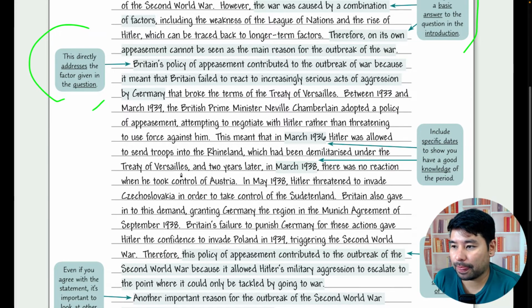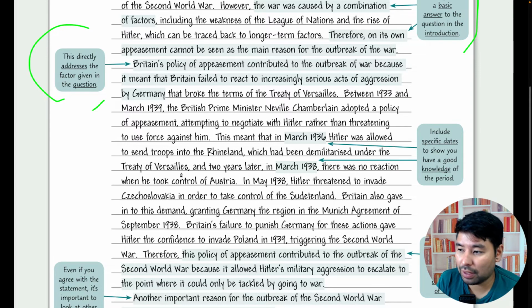Again, continuing. Britain's policy of appeasement contributed to the outbreak of war because it meant that Britain failed to react to increasingly serious acts of aggression by Germany that broke the terms of the Treaty of Versailles. Between 1933 and March 1939, the British Prime Minister Neville Chamberlain adopted a policy of appeasement, attempting to negotiate with Hitler rather than threatening to use force against him. This meant that in March 1936, the comment about that is include specific dates to show you have a good knowledge of the period.